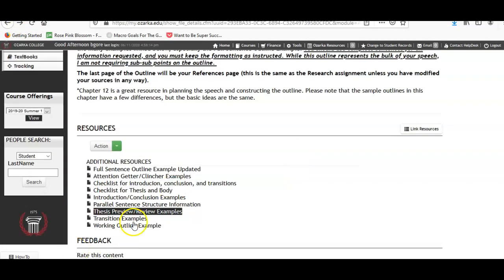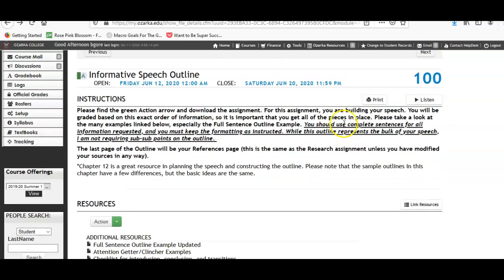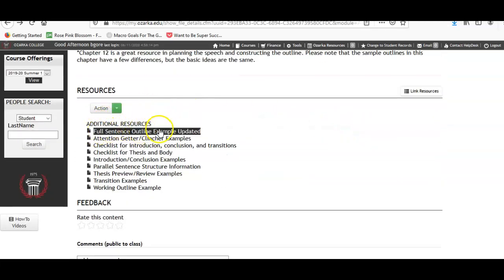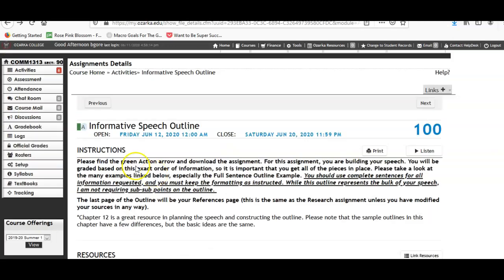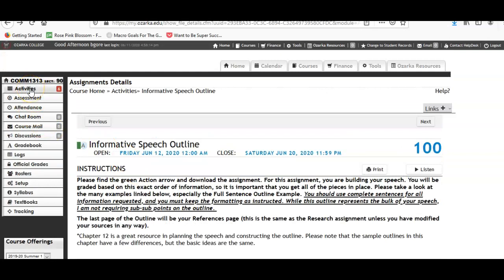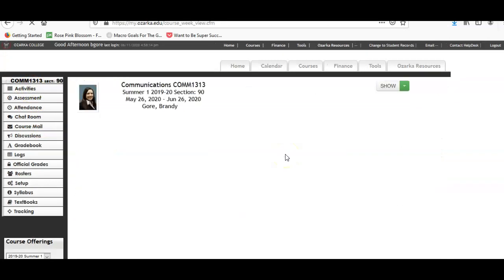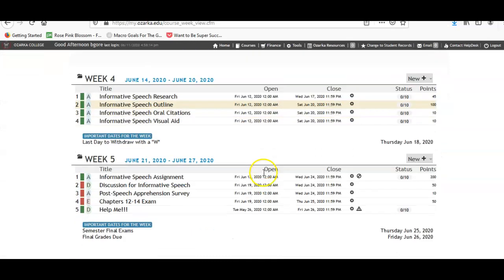So, use all of these resources to help you. Your final submission should look something like this example. Okay? Again, refer to Chapter 12 for helpers when it comes to writing an outline. All right, you have 2 more small assignments to do regarding this speech.